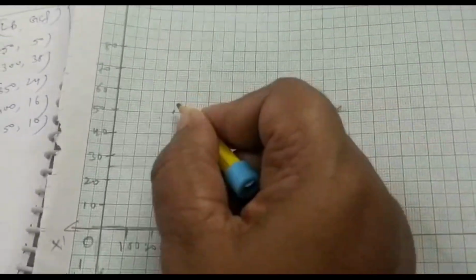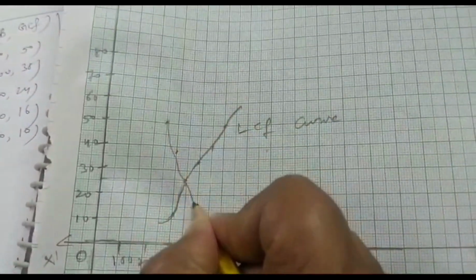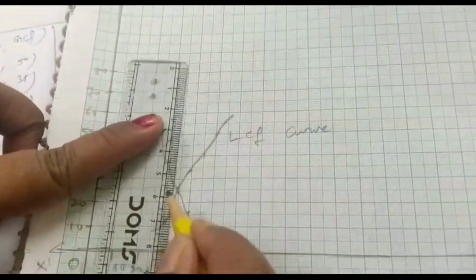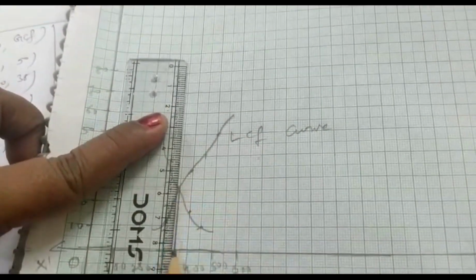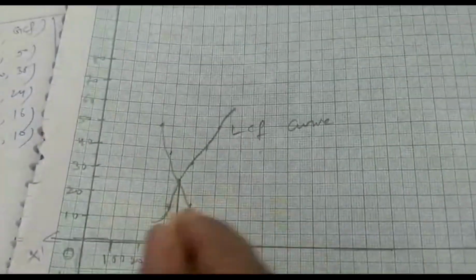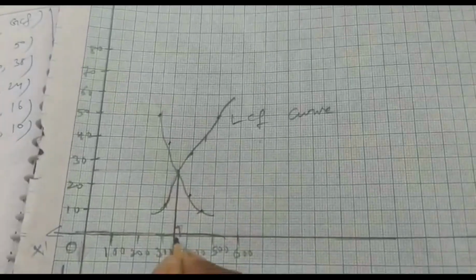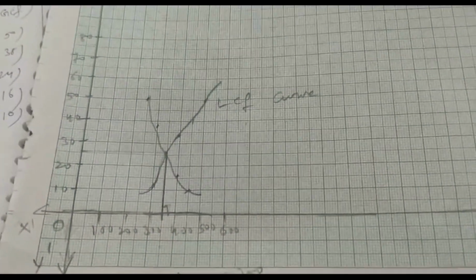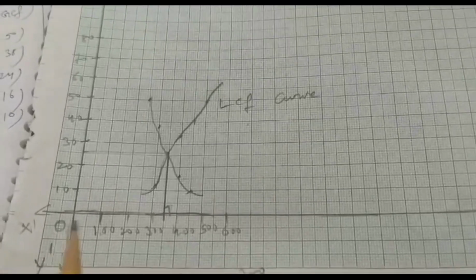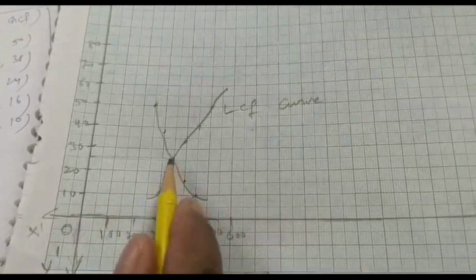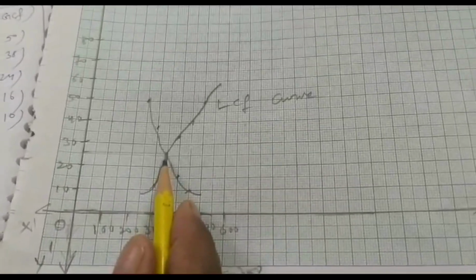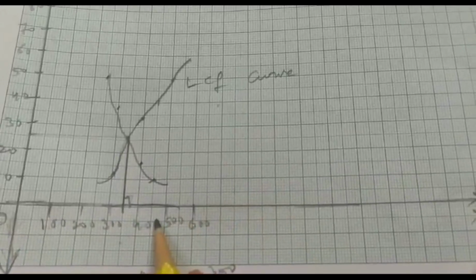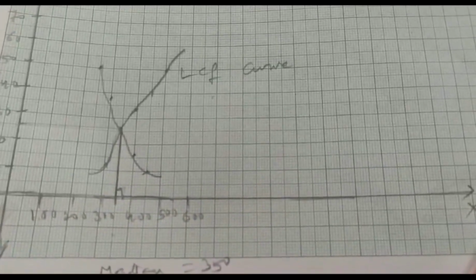Now we will join these two curves, and we will draw a perpendicular through it to x-axis where both curves met. It is nothing but 350. Median is 350. We can find out like this also. Median can be found in either of the ways. Either two curves we can draw, and we can draw a perpendicular where the point of intersection took place. The abscissa of the x-axis can be written as median.